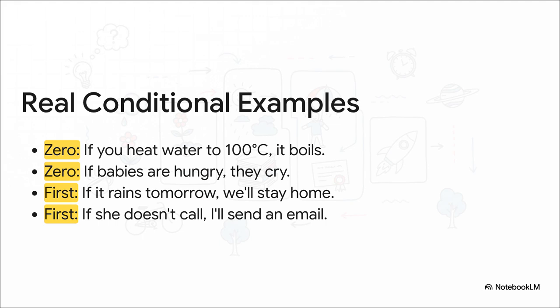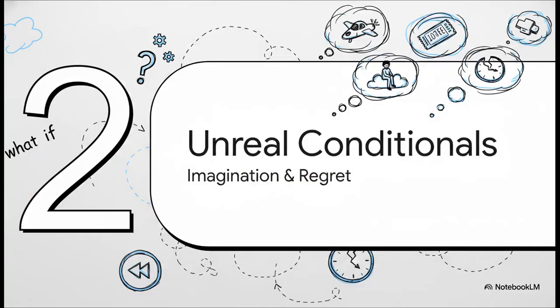If you heat water to 100 degrees Celsius, it boils. That's a fact. It's always true. That's your zero conditional. But if it rains tomorrow, we'll stay home. That's a specific plan for something that might happen. That's a first conditional, and you can see it works in the negative too. If she doesn't call, I'll send an email. Makes sense, right?